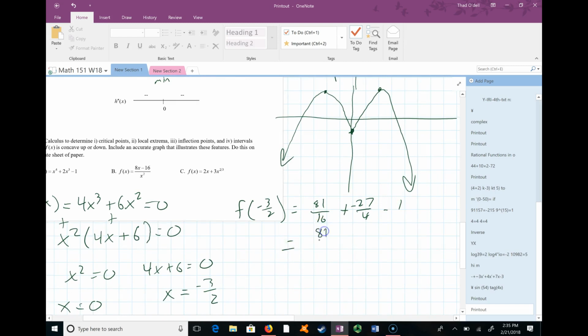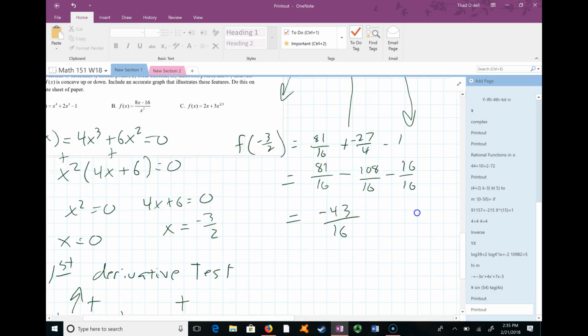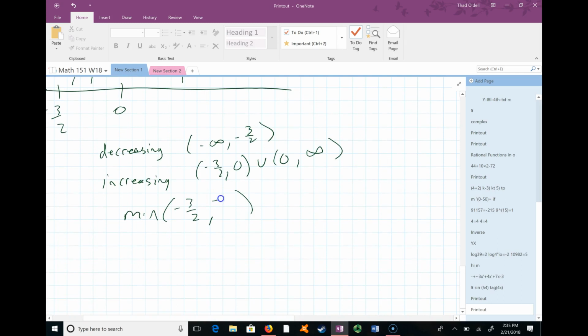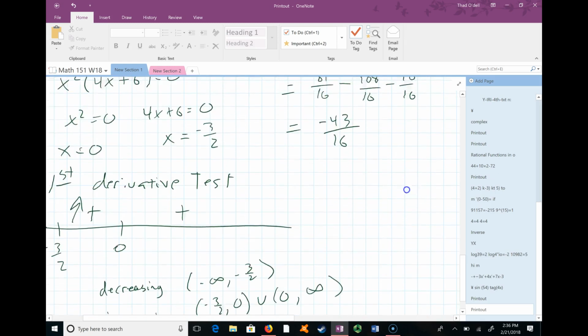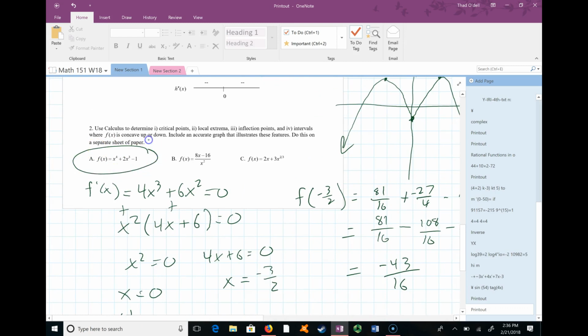So that's going to be equal to 81 over 16 minus, multiply that by 4, that'd be 108 over 16, and that'd be minus 16 over 16. So we end up with, just flip those around, 81 minus 108, that'd be negative 27, negative 43 over 16. So I go back over here, negative 43 over 16. I was trying to find the y coordinate of the minimum, and I found that by plugging negative 3/2 into the original equation, because this is a y value producing machine. This is a slope producing machine. So when I want slope, I plug it into the derivative. When I want y's, I plug it into that.